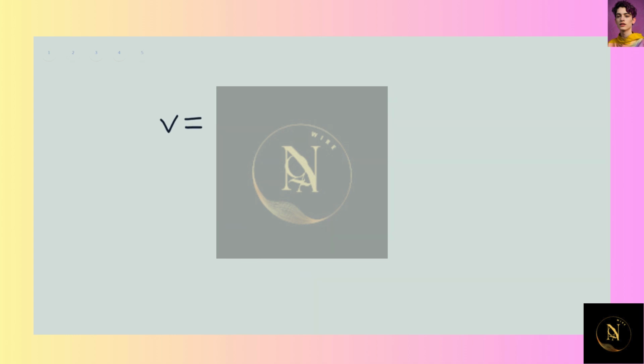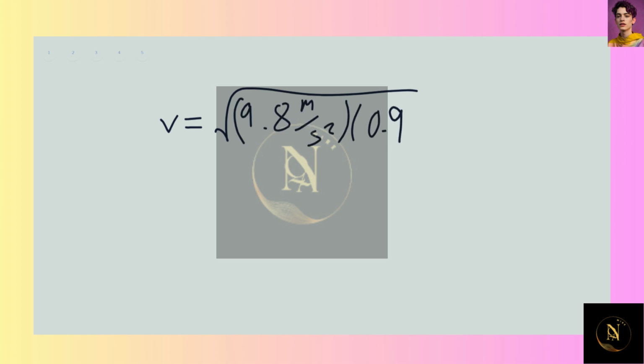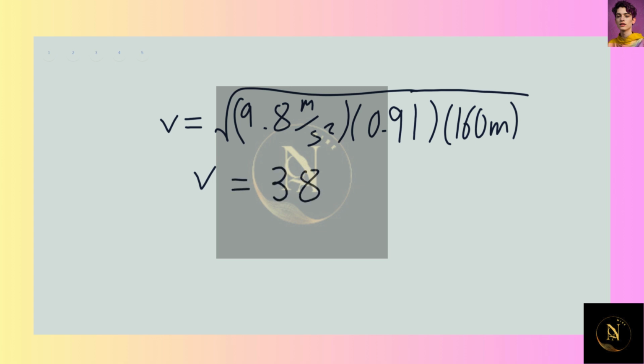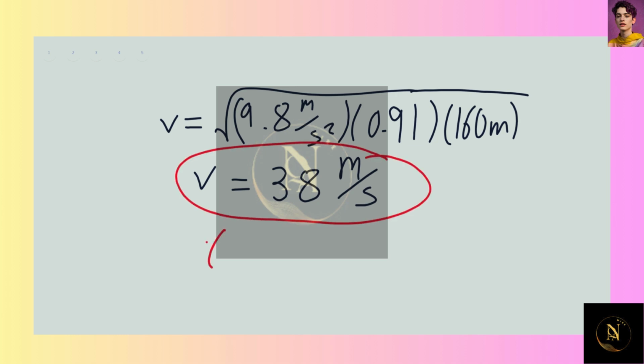So when we plug in our numbers, we get that v is equal to the square root of 9.8 meters per second squared times 0.91 times 160 meters. And we find that v, our maximum velocity, is then equal to 38, and our units work out to be meters per second, which makes sense. That's a good sign that our answer makes sense as well. And that is going to be our final result for B.